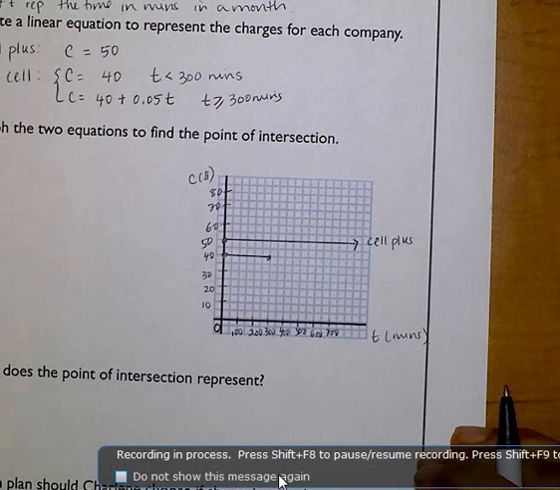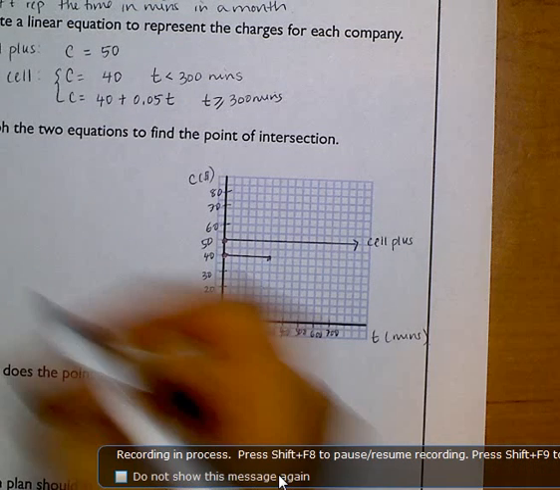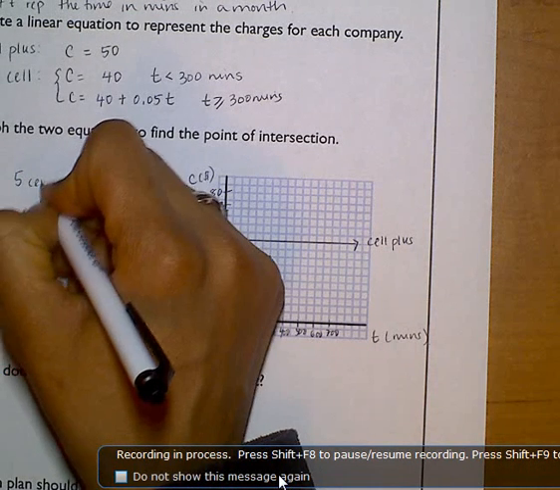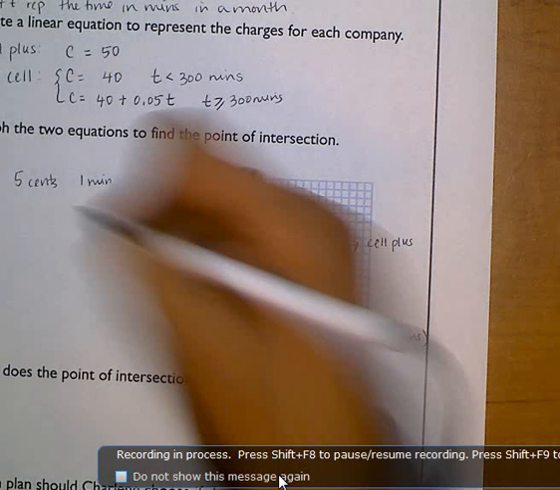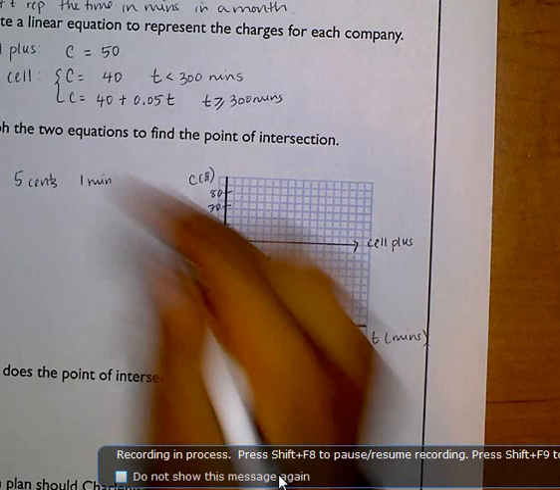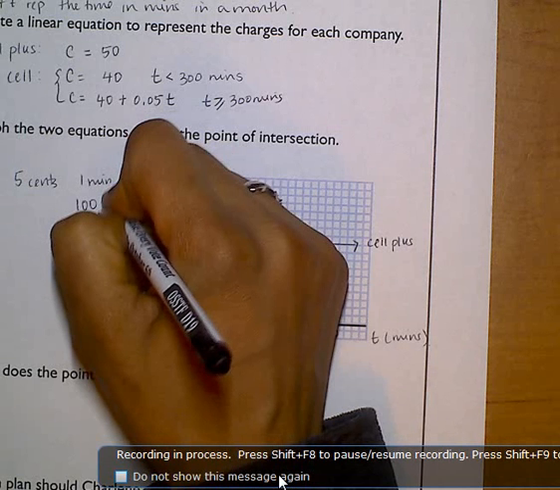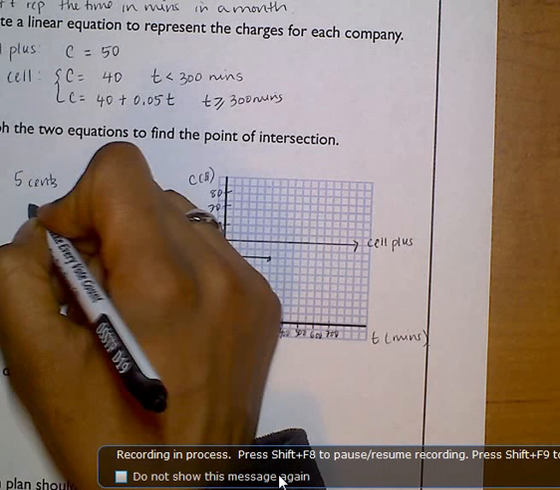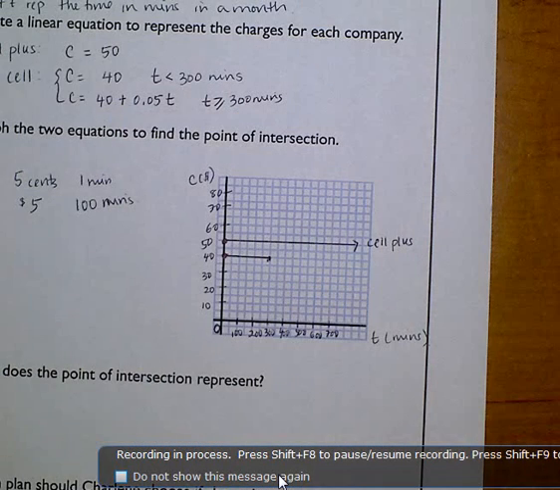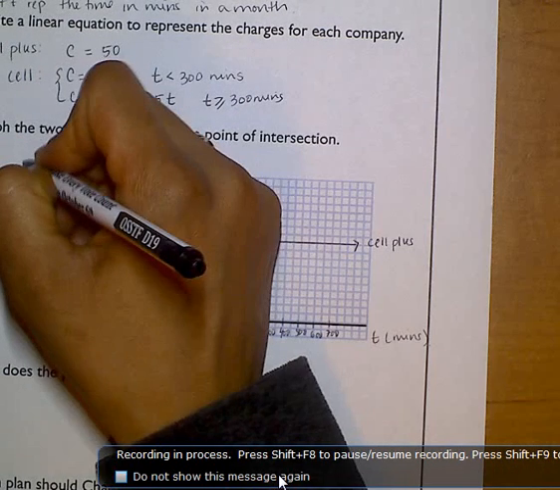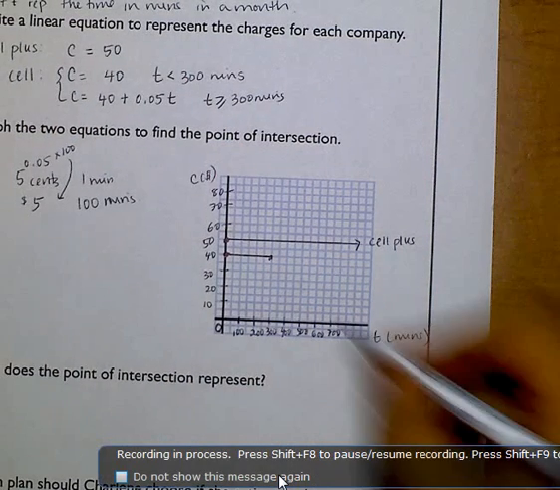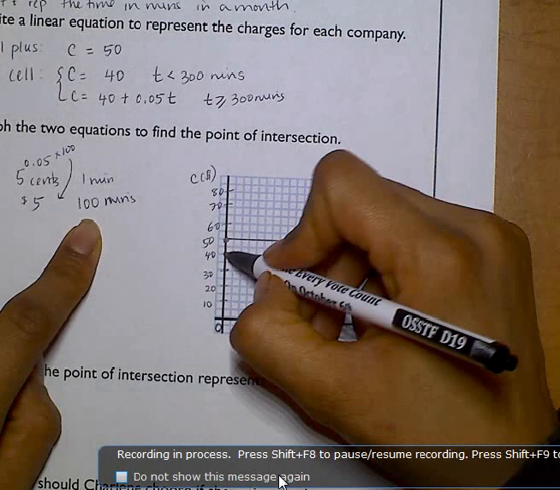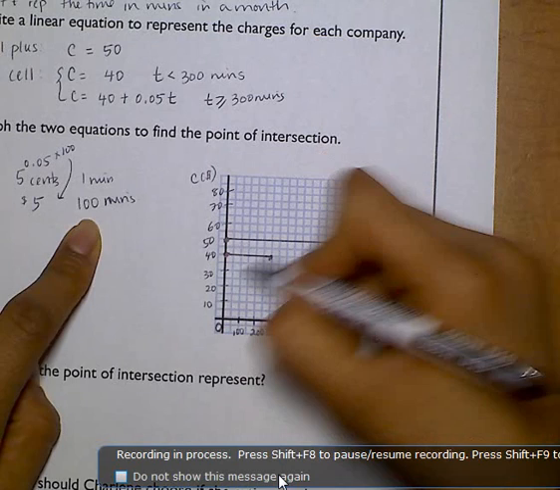So it's $5 for every 100 minutes, so every box here is representing $5, so I go up 1, and I go across here, because every box is represented by 50, so 2 boxes is representing 100. So I go up 1, 2 across, up 1, 2 across, up 1, 2 across, and I'm just going to extend that line. And this is going to be L Cell. Okay. So my point of intersection here, if you notice, is 550.